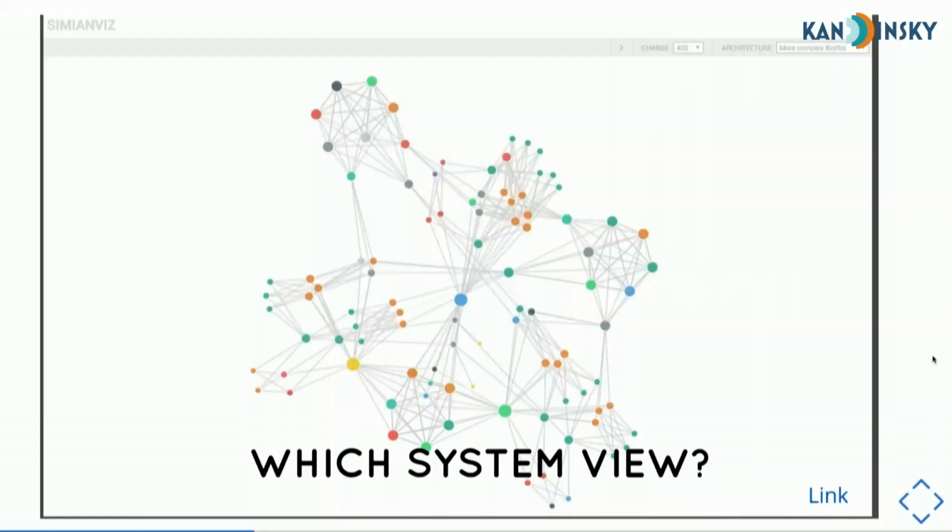So thinking about system views, a person whose work I very much admire is Adrian Cockcroft. I don't know if he's ever been here. I'm sure a lot of you know about his work. This is a project he did. It's open source. There's the link. It's Simian Viz, between his time at Netflix and Amazon.